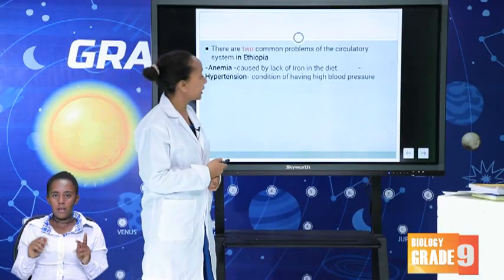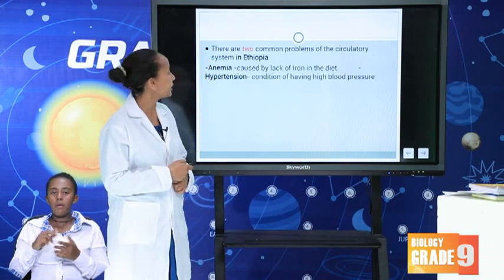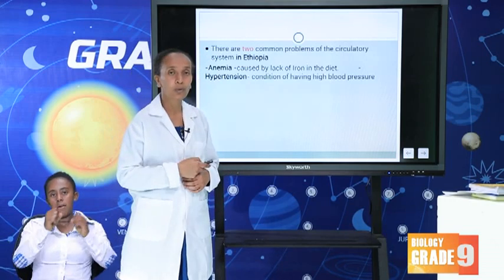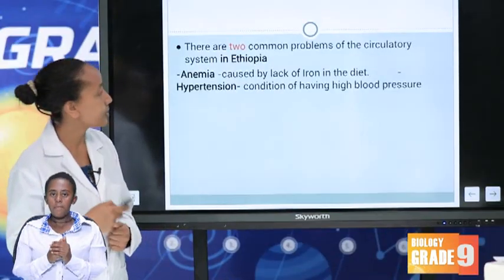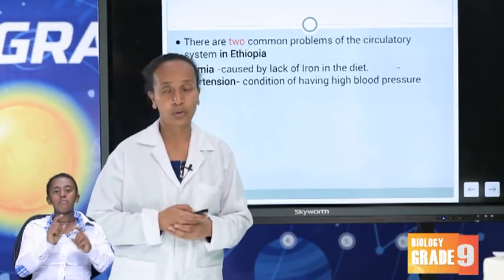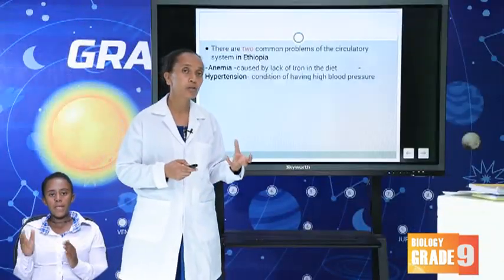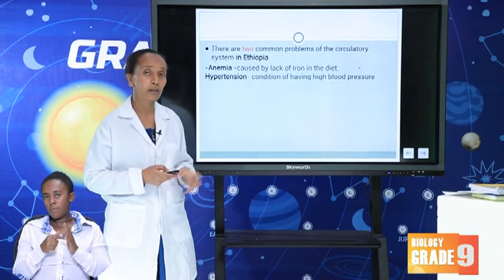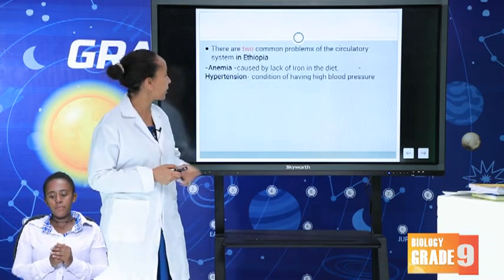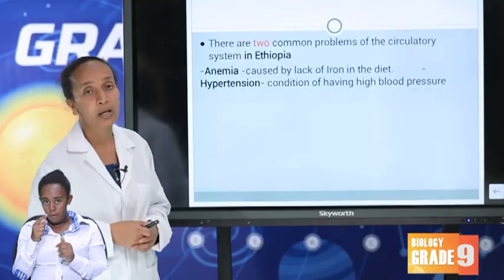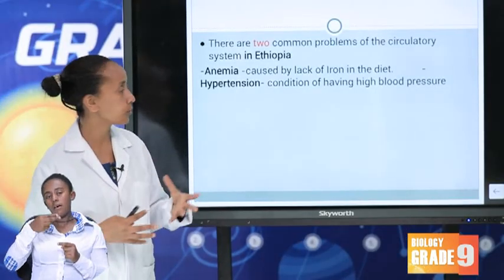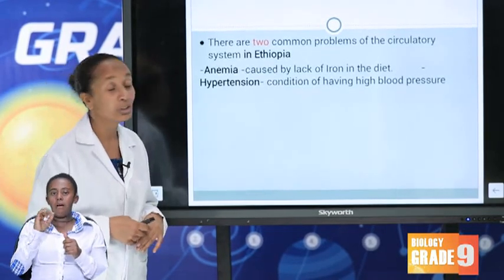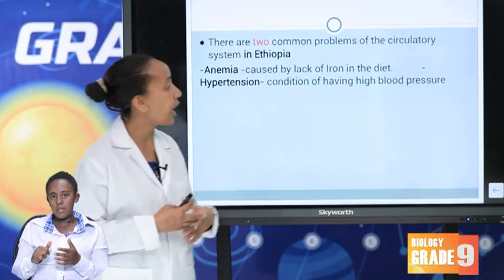Okay, the next part that we are going to see is problems in circulatory system, human disorders in circulatory system. The human circulatory system may have different disorder, or we may have disorders or diseases of the circulatory system, but here we have only two examples that are common in our country, Ethiopia. One is anemia and the other one is hypertension. From your lesson, you know that anemia is caused by lack of iron in our diet, whereas hypertension is a condition that results due to high pressure.